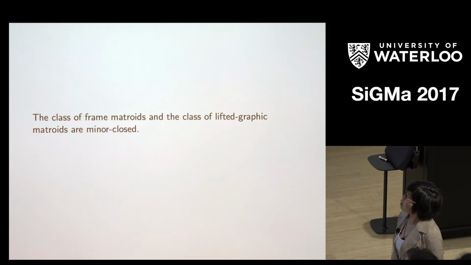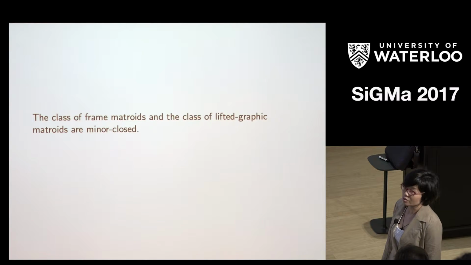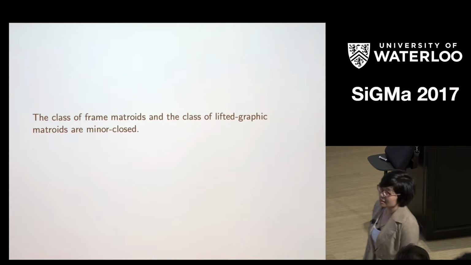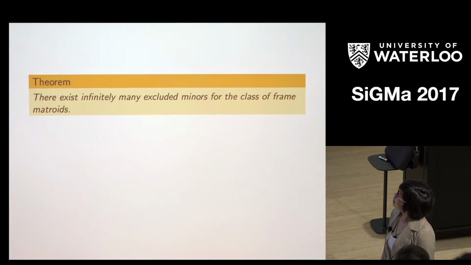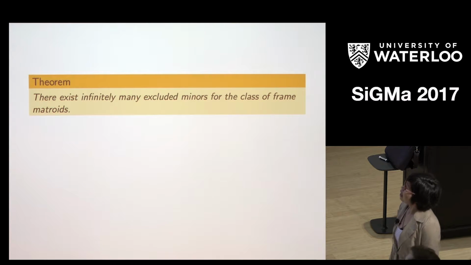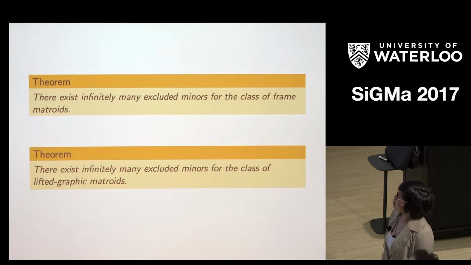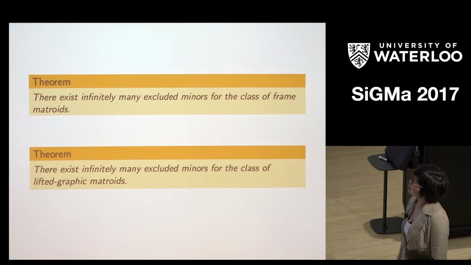The class of frame matroids and the class of limited graphic matroids are minor-closed. So we can ask how many excluded minors there are for these 2 classes of matroids. And we prove there exist infinitely many excluded minors for the class of frame matroids. And we also prove there are also infinitely many excluded minors for the class of limited graphic matroids.